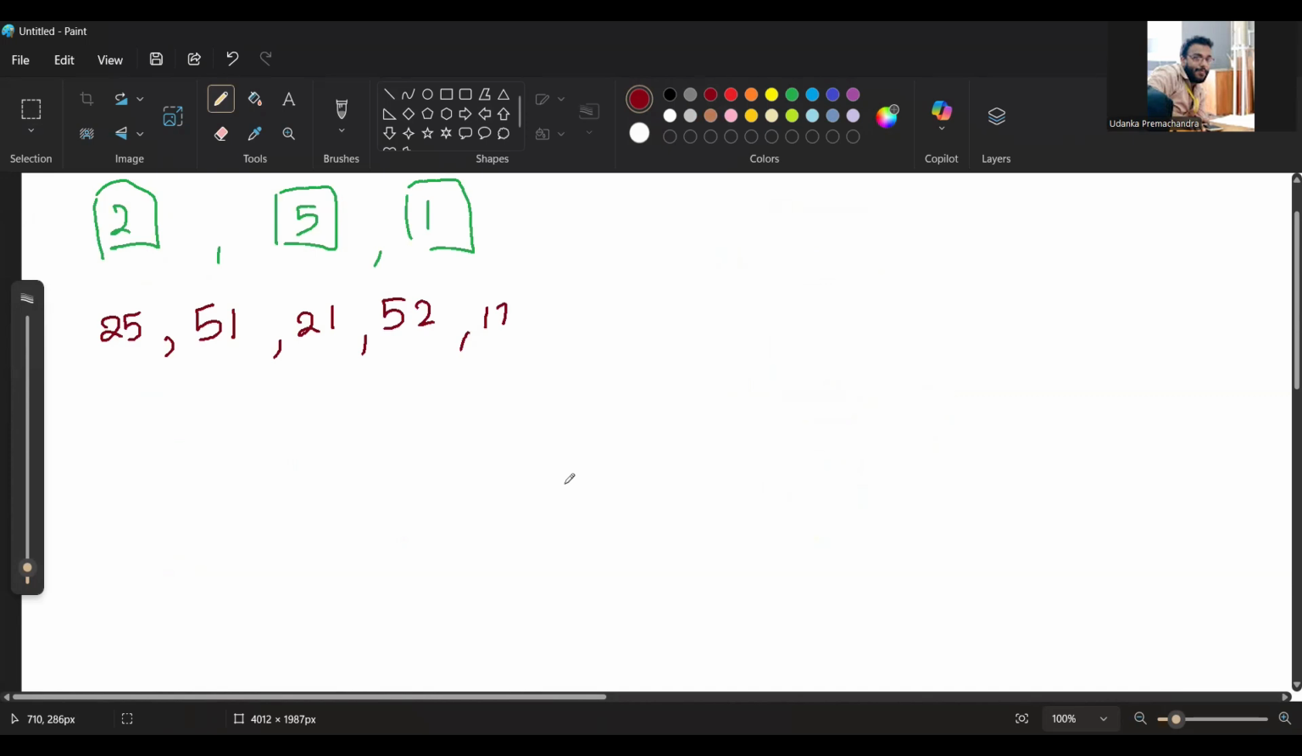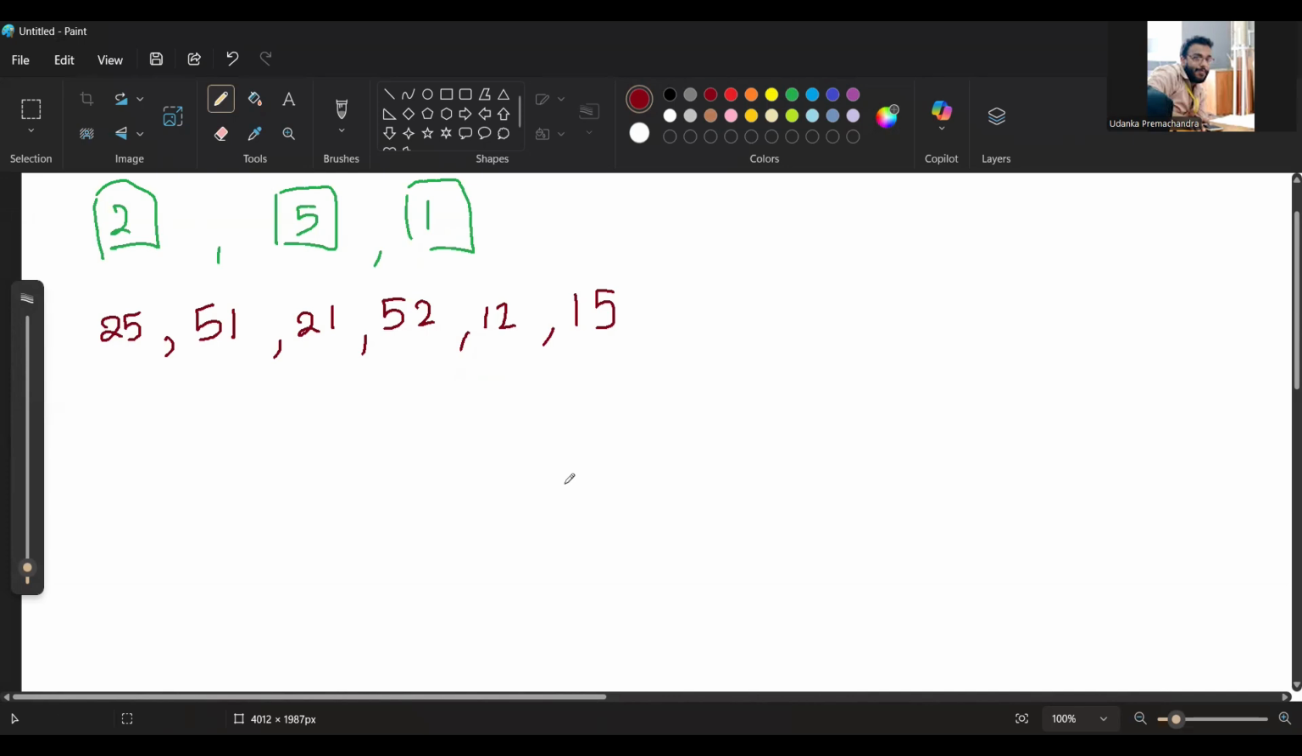If I consider starting with 2: 25, 21. If I start with 5: 51, 52. If I start with 1: 12 and 15. These are the only numbers, no? That can be right. There are 6 numbers, yes.